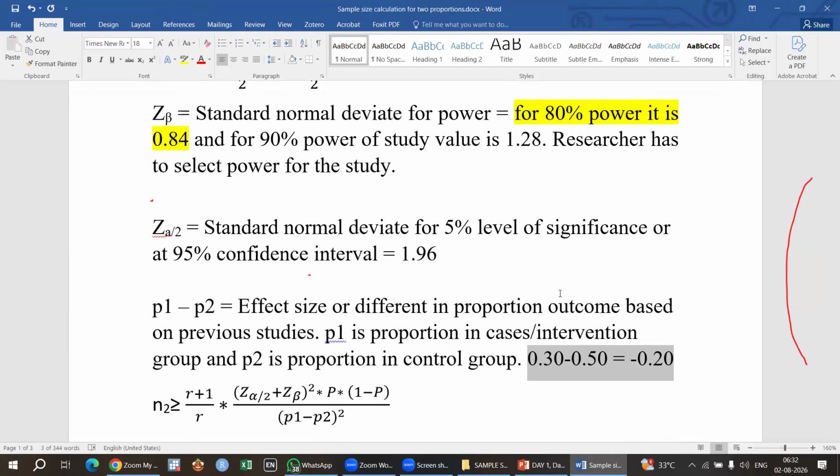Why do we use two Z values? There is no answer for why. This is the formula to calculate sample size, so we have to use two Z values: one for confidence interval, second for power of the study.